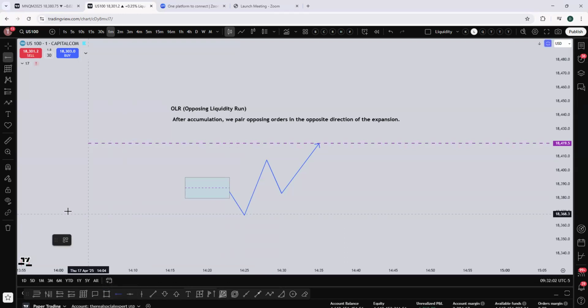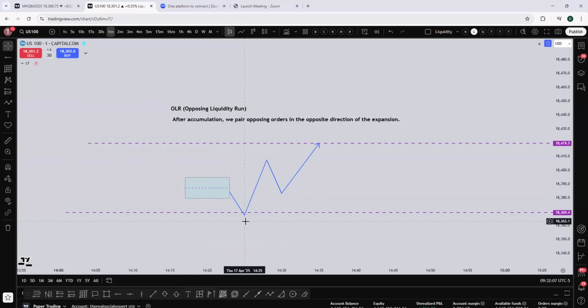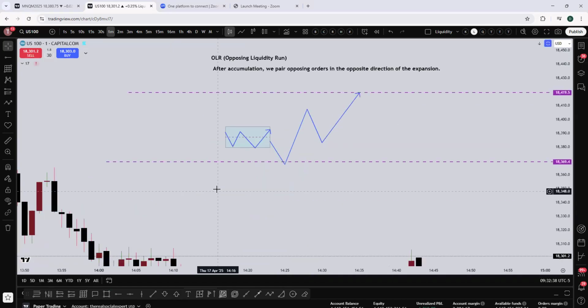And typically, the OLR will hit a higher time frame. It doesn't have to be a higher time frame, but typically a higher time frame key level. If we're going to reverse the market, it needs to be from a key level. So they will engineer liquidity in the form of an accumulation above that level so that the order of delivery can be completed on that level. Accumulation, opposing liquidity run, expansion, retracement, expansion to our level. So let's go through some examples.